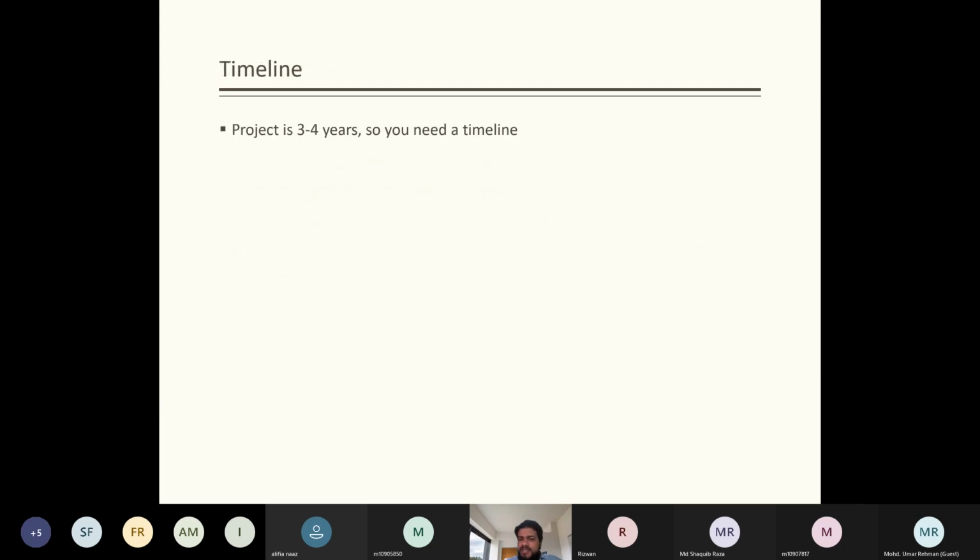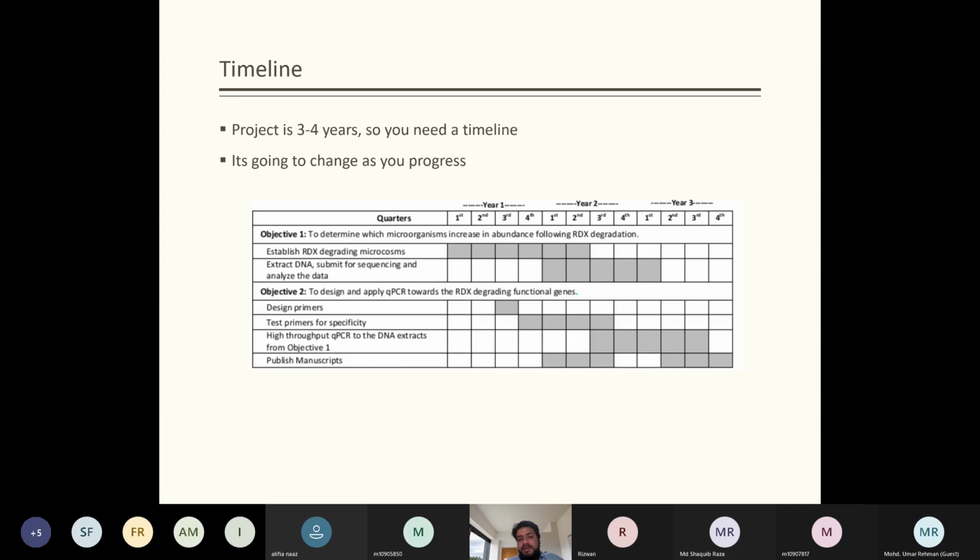Timeline. Like I said, your project is 3-4 years, so you need a timeline. Your project cannot be unrealistic, where you need to create a test section and monitor it for 5-6 years. If you monitor it for 5-6 years, when are you going to analyze or interpret the data? So you need to have a timeline. It also shows your understanding of the topic and of what you're trying to achieve, and that it is feasible to do in the amount of time that's available in your PhD, and it is going to change as you progress.